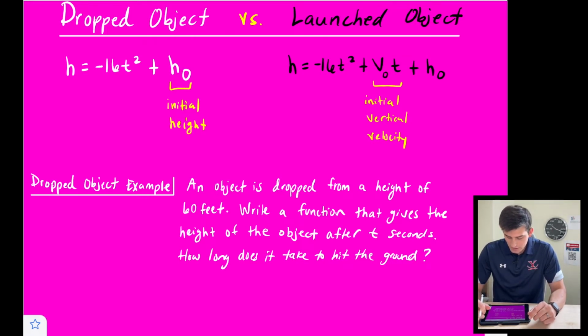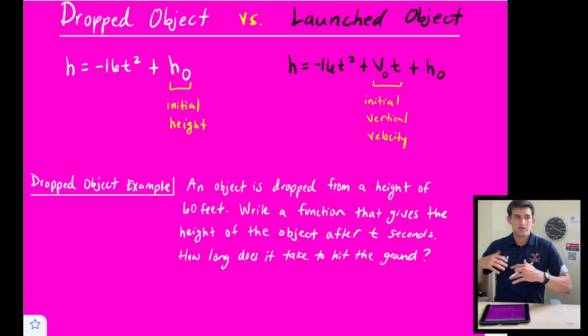And then for a launched object, we have h is equal to negative 16t squared plus v sub o t plus h sub o. So h sub o is the same thing, that's our initial height, but now in this case, for our launched object, we have an initial vertical velocity, right? So that's the initial vertical velocity. That number could be positive, could be negative, or it could be zero, right? If we are launching our object up into the air, that's going to be positive.